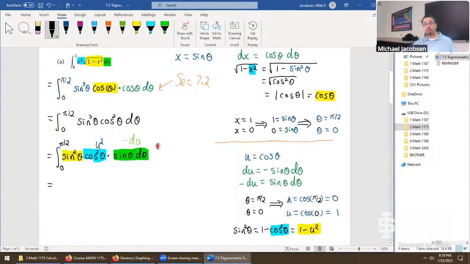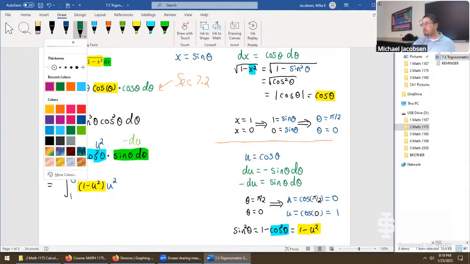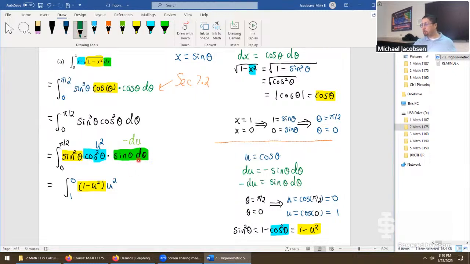Now that everything is all set up and ready to go, we're integrating from a lower limit of 1 to an upper limit of 0. On this portion, we just have a 1 minus u squared. Again, it almost feels like deja vu. Then it's multiplied by u squared. Sine theta d theta, we'll throw in the negative out here, and du goes into this location. So the pretty complex integral has now been transformed down into this one.